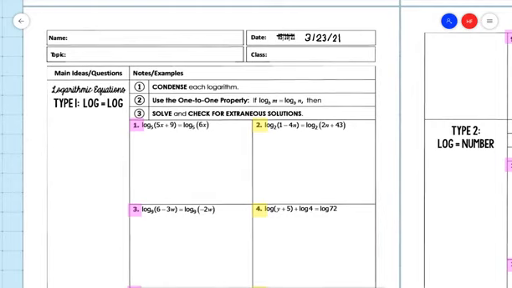Then we're going to use that one-to-one property that I talked about. If the log and the base match, then m equals n. So then we'll set those equal to each other and solve, and then we've got to make sure that we don't have any extraneous solutions.